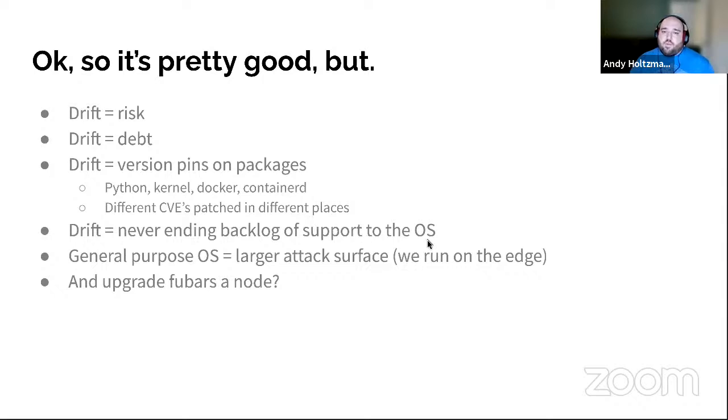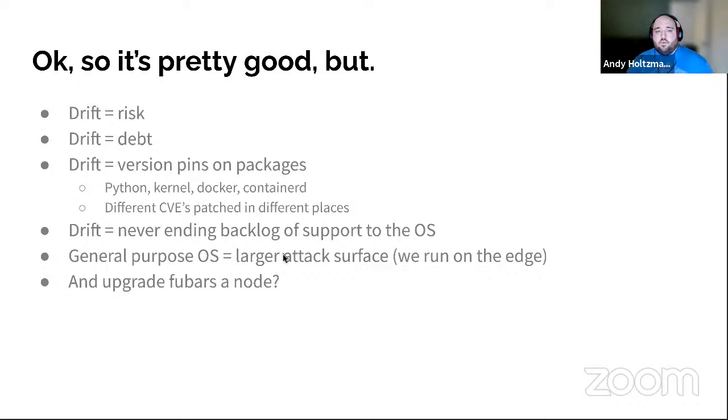And then that creates a lot of backlog support for the OS. Like, have we taken the latest 2004 update? Should we go to 2104? Should we try 20.10? Right? Questions like that. And then being a general purpose operating system, we have a larger attack surface, and all of our nodes run on the edge. Due to the nature of Equinix Metal's network topology and how we support customer instances and our instances, our nodes are on the edge.